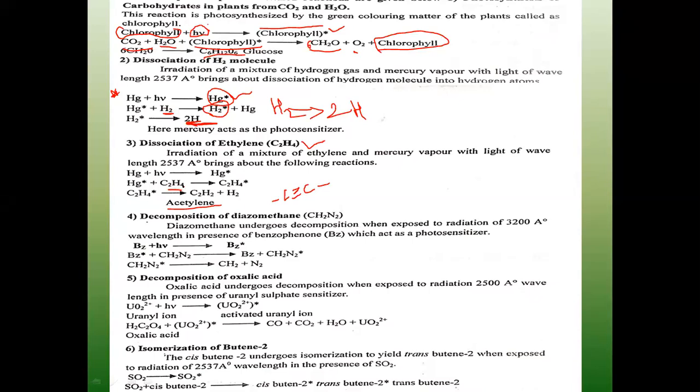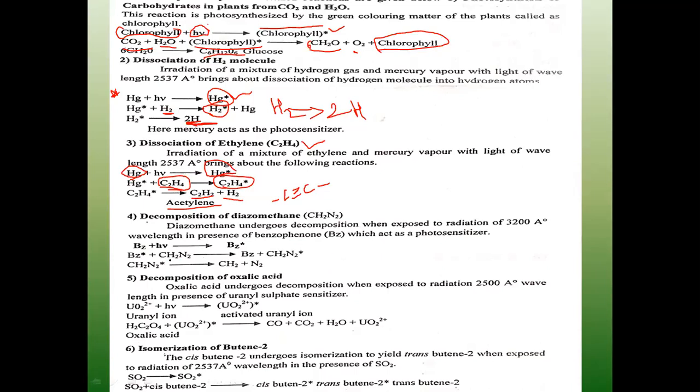But ethane cannot directly absorb energy. That's why they use mercury as the sensitizer or donor. It absorbs energy and undergoes excitation, and in the triplet energy level it transfers its energy to the ethane molecule, and then the ethane molecule gets excited. In the triplet energy level, this ethane molecule breaks down into acetylene plus H2. In this way you can understand the various examples.